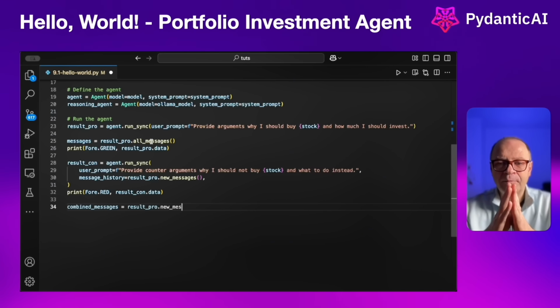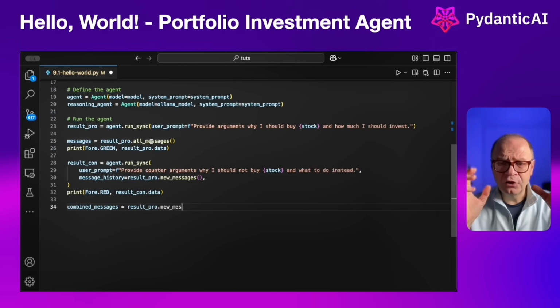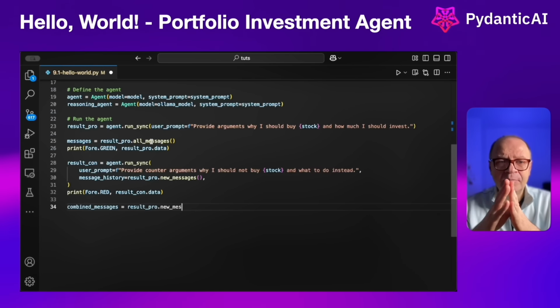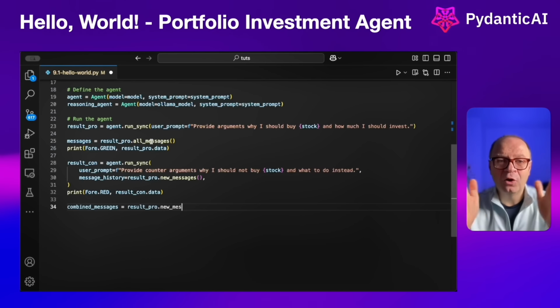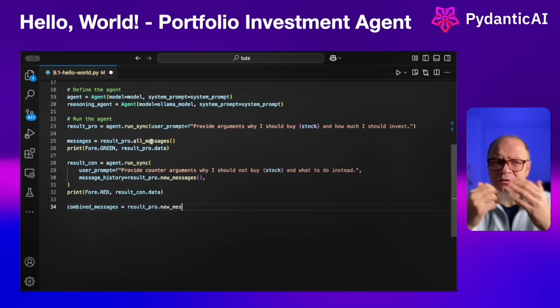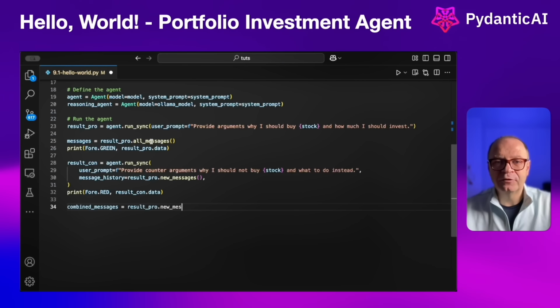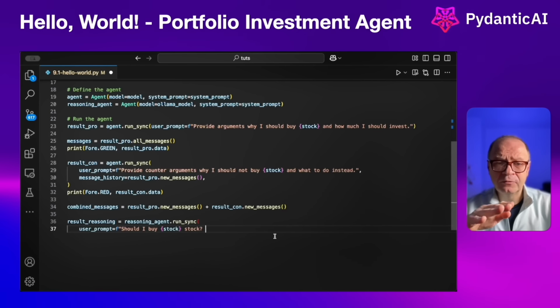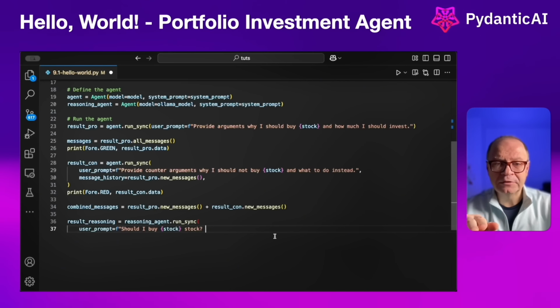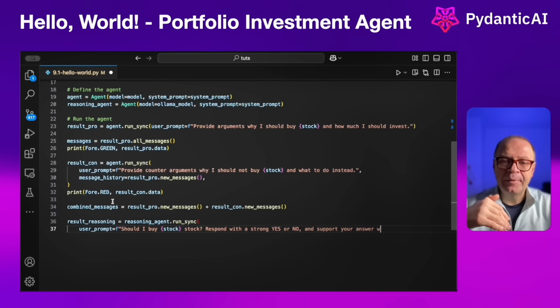Usually, rule of thumb, I'm a big fan of using new messages. I take new messages and construct my list and pass that manually as opposed to getting all messages and dealing with a large stack of messages. But it's just a personal preference. I find dealing with new messages and constructing and expanding my list with the new messages easier than dealing with all messages. All right, the pro result will provide arguments why I should buy the stock and how much I should invest. The con argument will be counter arguments why I should not buy the stock and what to do instead. And those are the debate questions here.